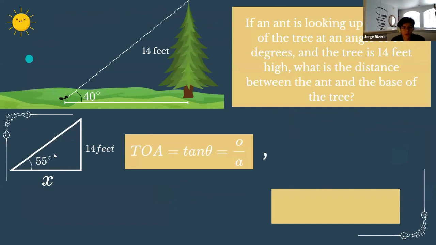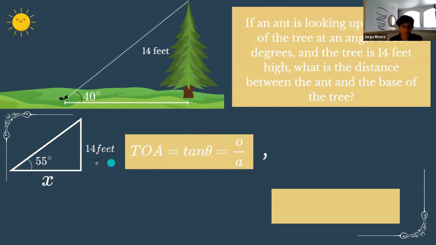So let me go through one of these questions. We're just going to do this one question, and then we're going to be off. If an ant is looking up to the top of a tree at an angle of 40 degrees and the tree is 14 feet high, what is the distance between the ant and the base of the tree? One thing about trigonometry is that it's constant. So if the angle is 40, then the ratio between 14 feet and the distance between the ant and the tree is going to be constant. So that means that we can determine it.